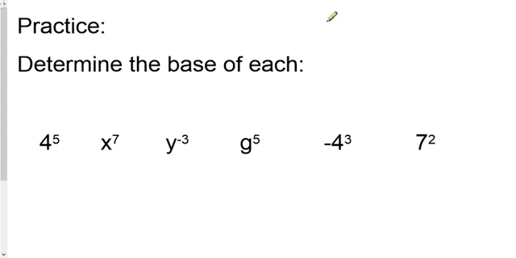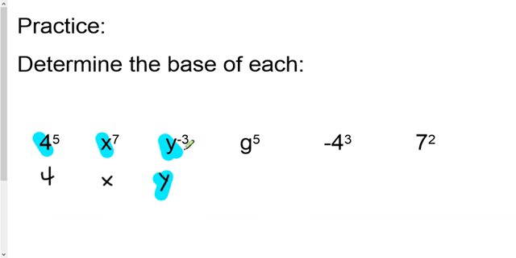Now, determine the base of each one. The base is the large number that's attached to the exponent. So my base for this one is 4. My base here is unknown. X is the base. But it does represent a number, so it's still the base. Same thing here.